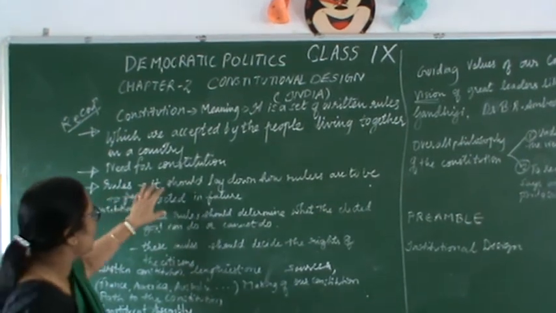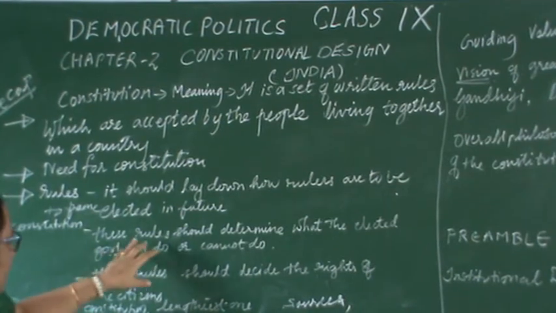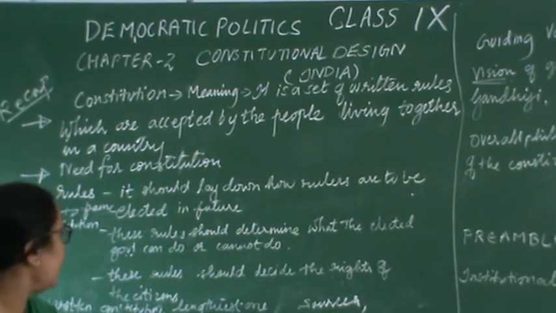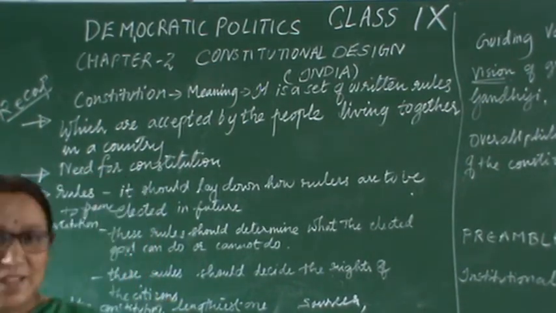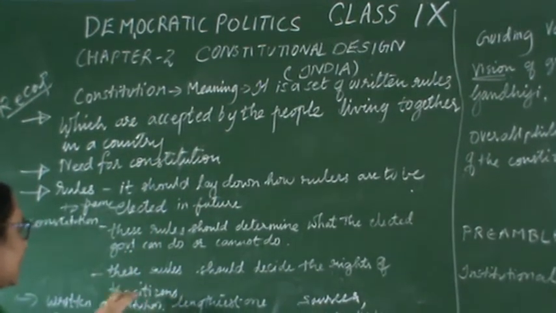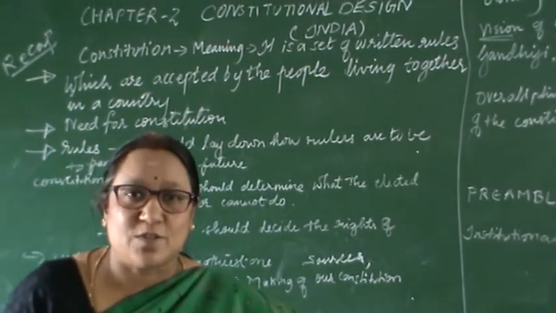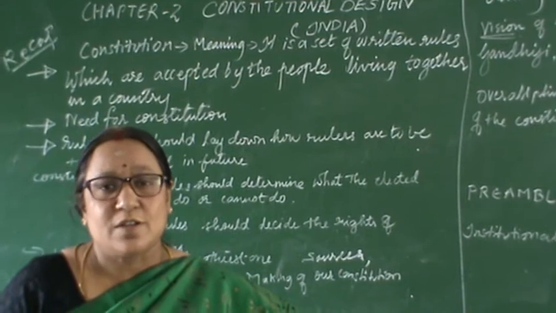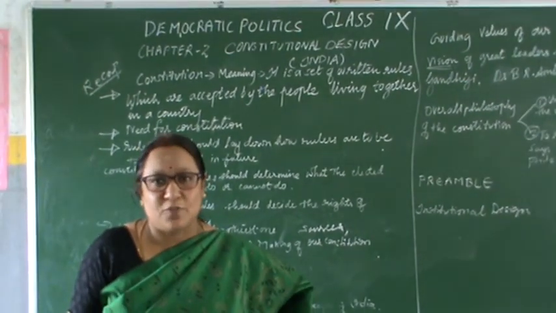So what are the rules? It should lay out how rulers are to be elected in future. These rules should determine what the elected government can do or cannot do. What are the limits? These rules should also decide the rights of the citizens. For example, we have the fundamental rights which are given by the Constitution. So these are all certain aspects to consider when the Constitution is being framed.